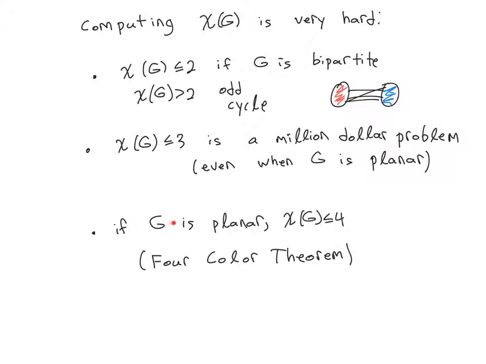However, it is known that if you have a planar graph, the chromatic number is at most 4. This proof is very hard. It actually requires a computer to do the proof. There's no human-readable proof known, but it's known 4 colors suffice to color a planar graph. But in general, it's very hard to figure out upper bounds and lower bounds.